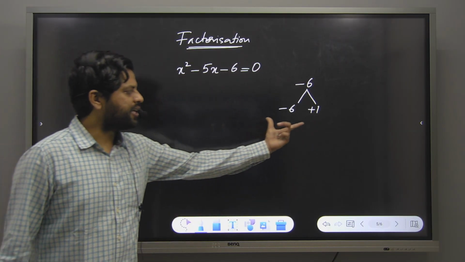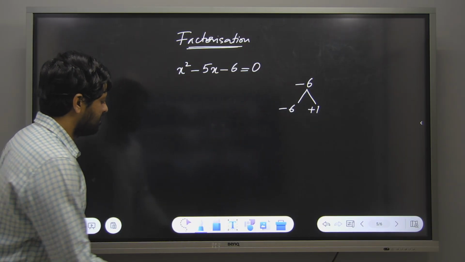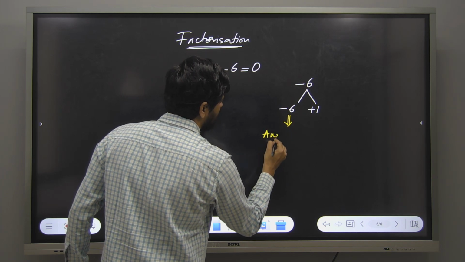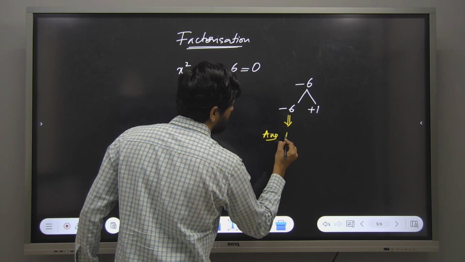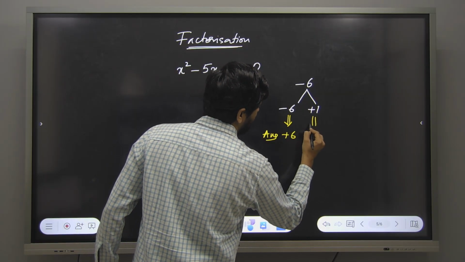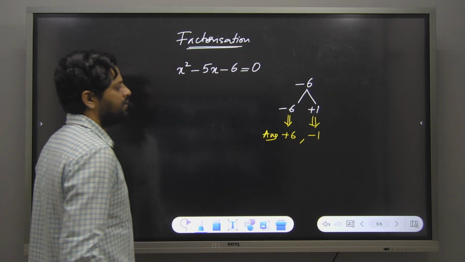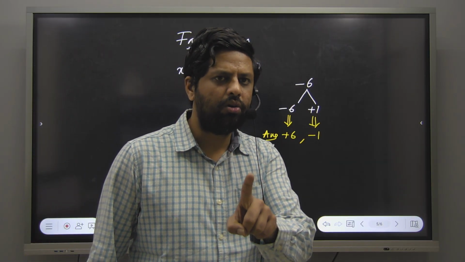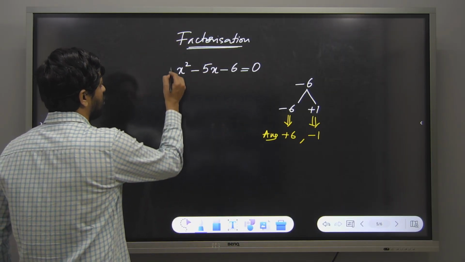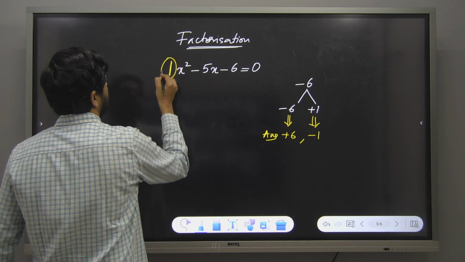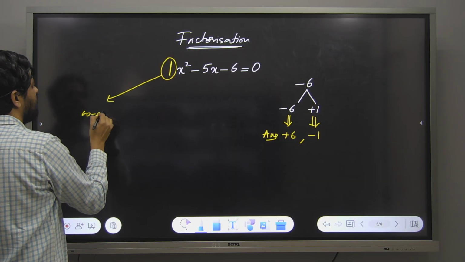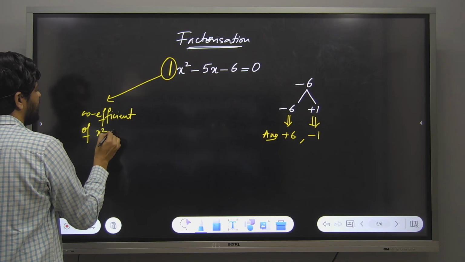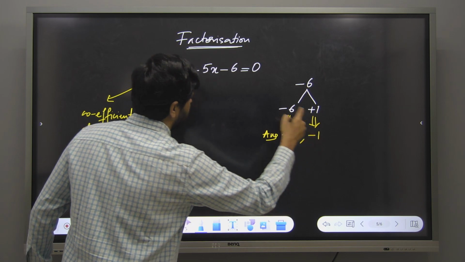Once you reach this step, you can directly give the answer. Change the sign of this. Minus 6 becomes plus 6, plus 1 becomes minus 1. So that will be the direct answer. But this is true only if the coefficient of x square is 1. Only then you can use this trick.